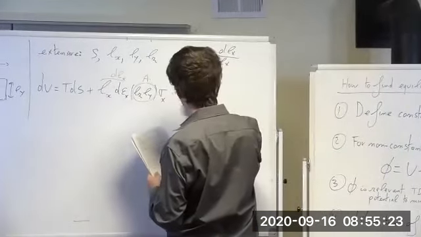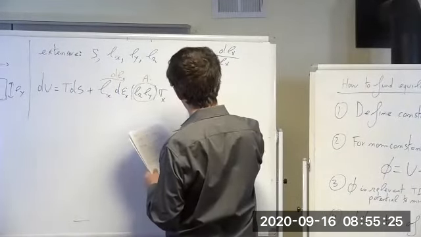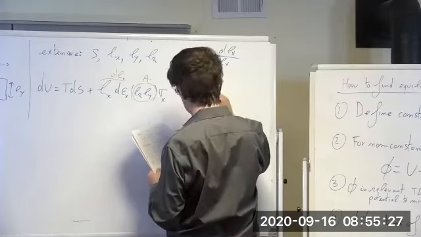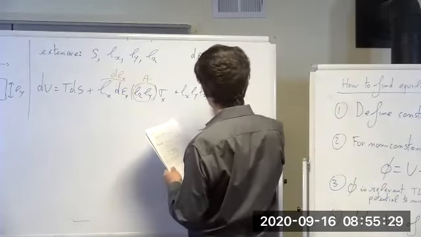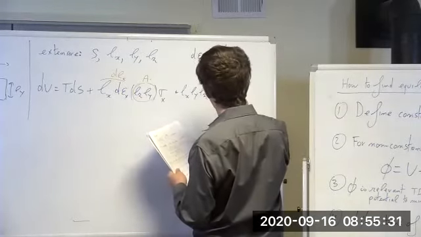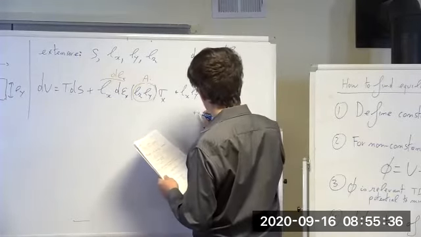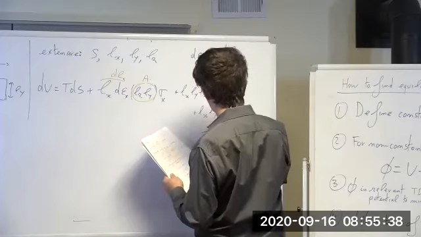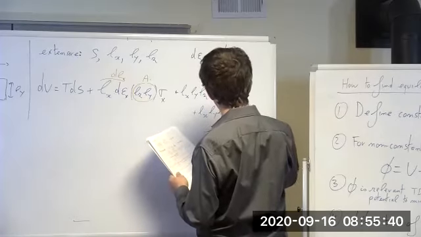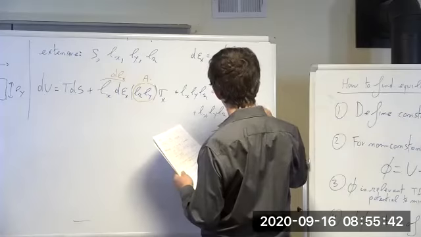I will always get Lx, Ly, Lz times the epsilon y, sigma y, and then I will have a term that's Lx, Ly, Lz times the epsilon z sigma z.